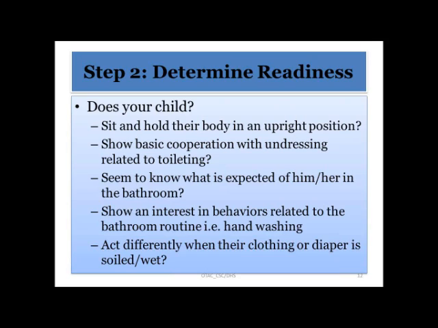So if you see these signs that the person is able to meet these basic areas, then their readiness to be continent is pretty close. But we're going to talk about if a person's not here at step 2, how to support that person.